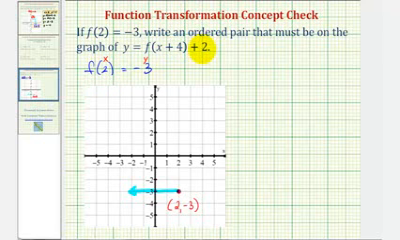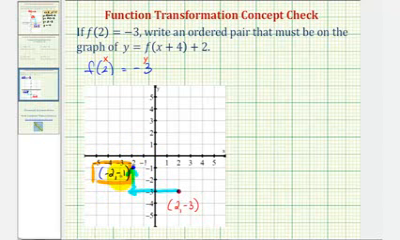And then this plus 2 on the end, we would be adding 2 to these function values or y values, which would actually shift the graph up 2 units. So we went left 4 and up 2, giving us the point that must be on y equals f of the quantity x plus 4 plus 2. Notice how the coordinates are negative 2, comma, negative 1.